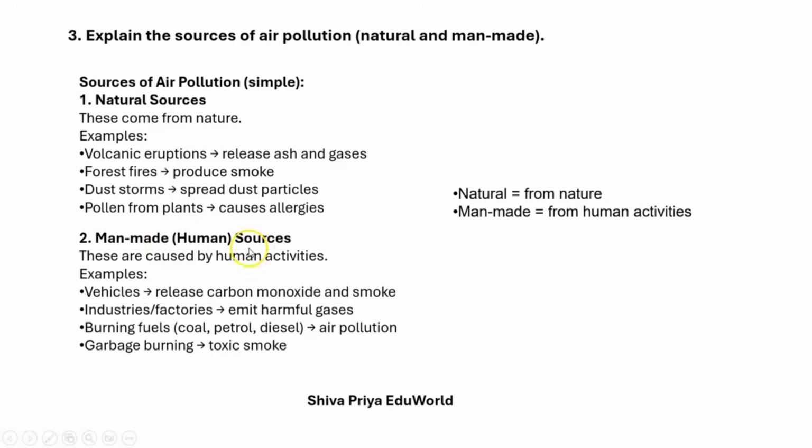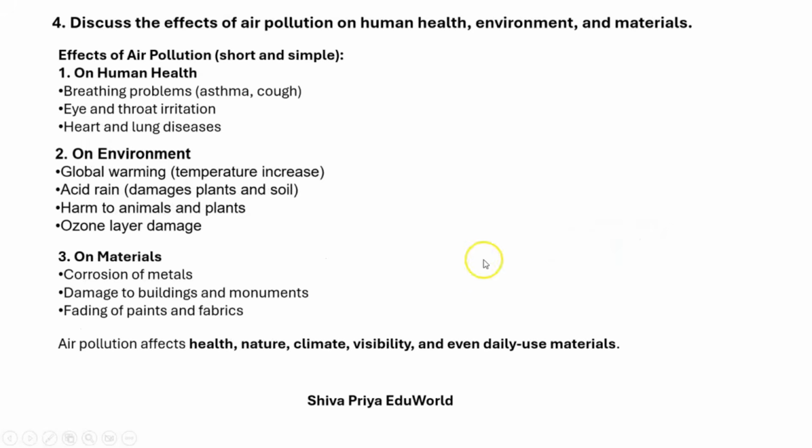Clear? And man-made sources also we have. These are caused by human activities. That might be vehicles, which release carbon monoxide and smoke. Industries and factories emit harmful gases: carbon dioxide or carbon monoxide, sulfur dioxide, etc. And burning fuels, coal, petrol, diesel, will also release harmful gases in the air. That's why air will get polluted. Garbage burning, that might be plastic or anything, will release toxic smoke and toxic gases as well. Clear? In simple words, natural means it comes from nature, man-made means it comes from human activities. Clear? Let's move to the fourth question.